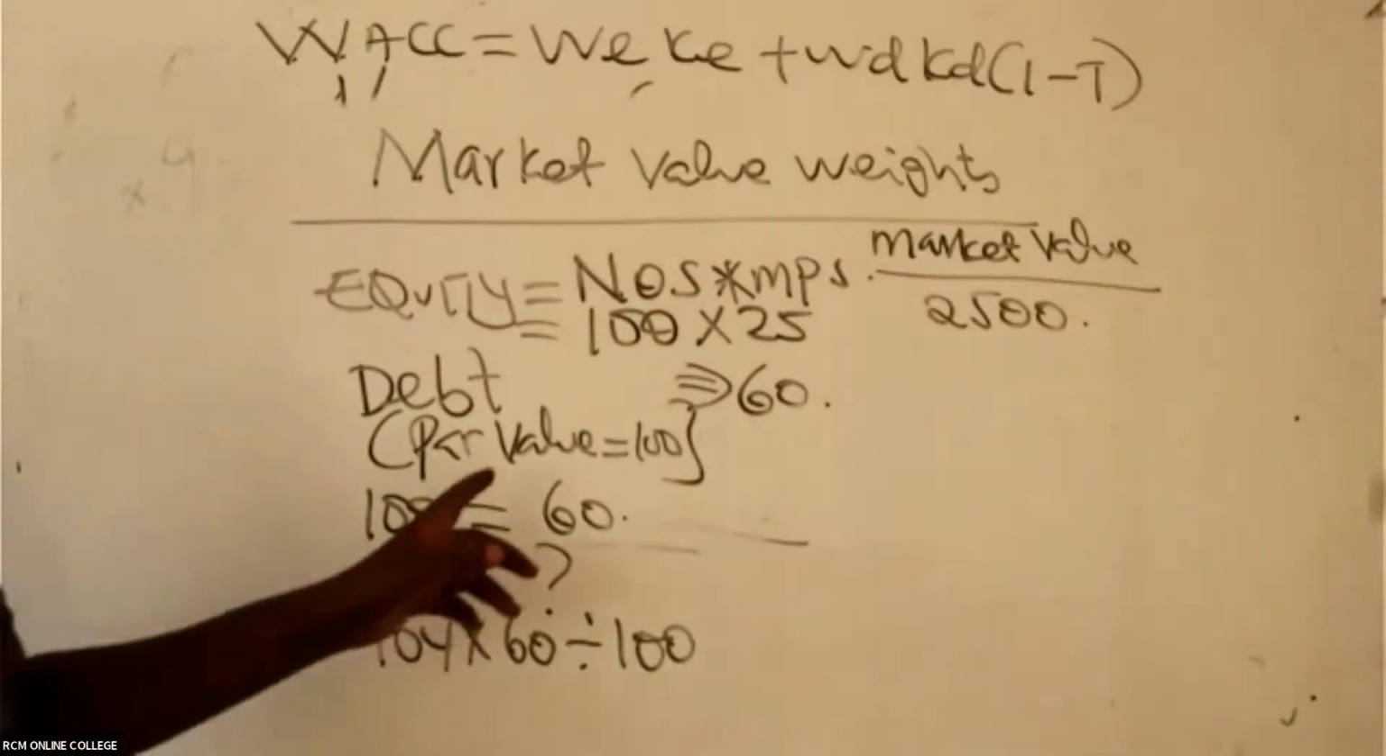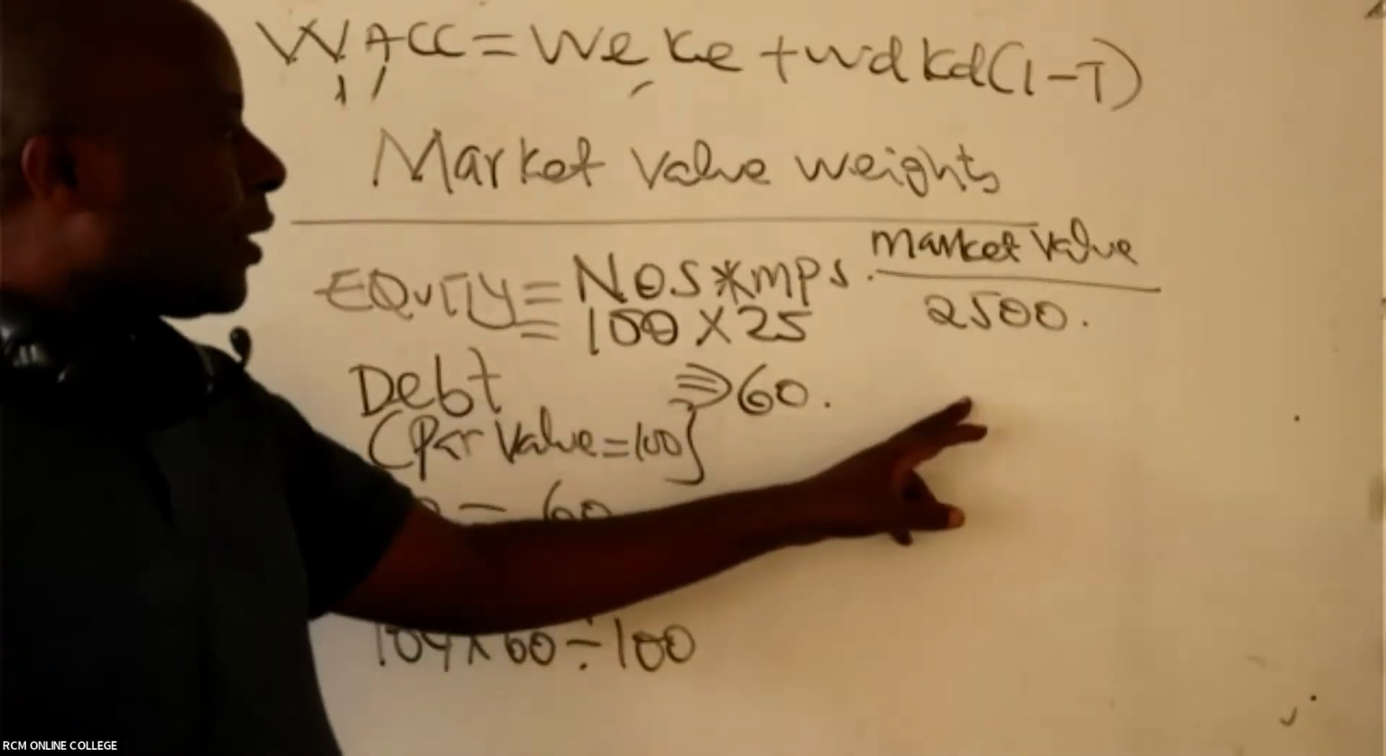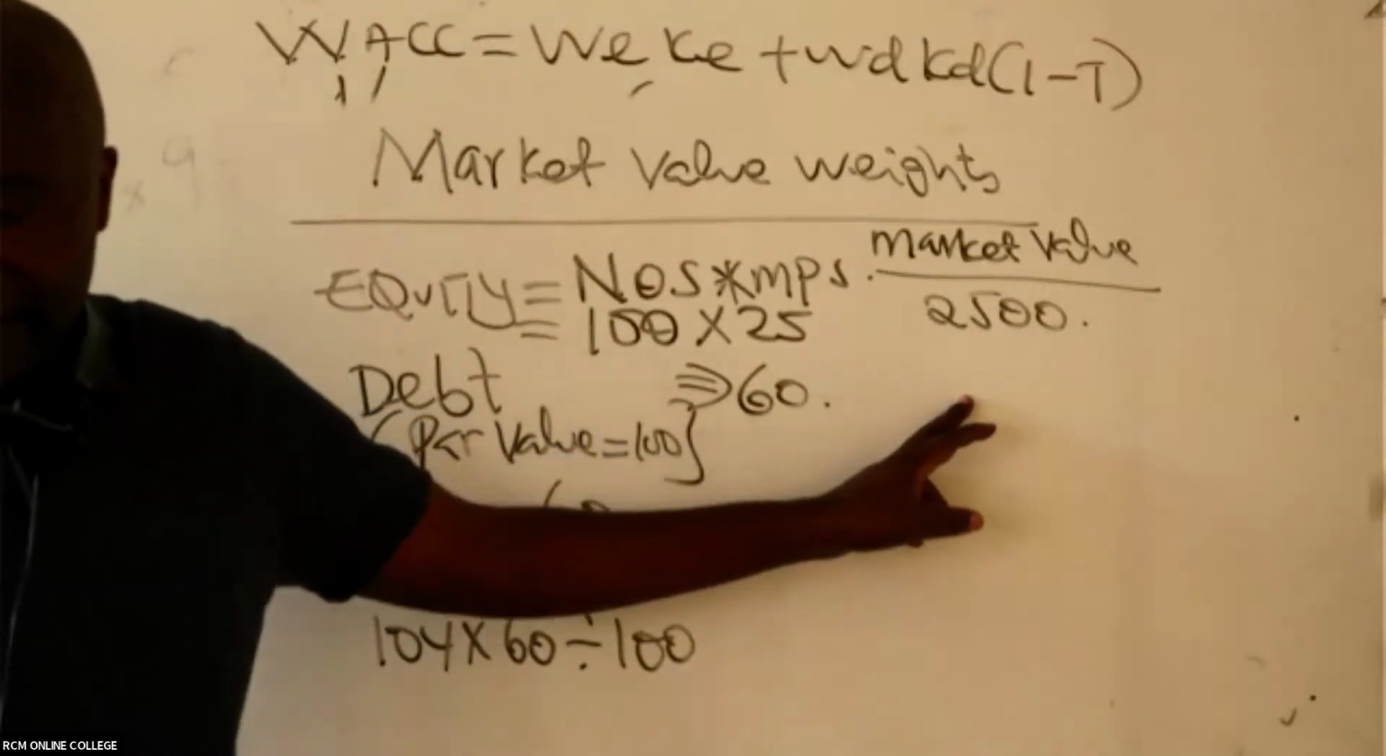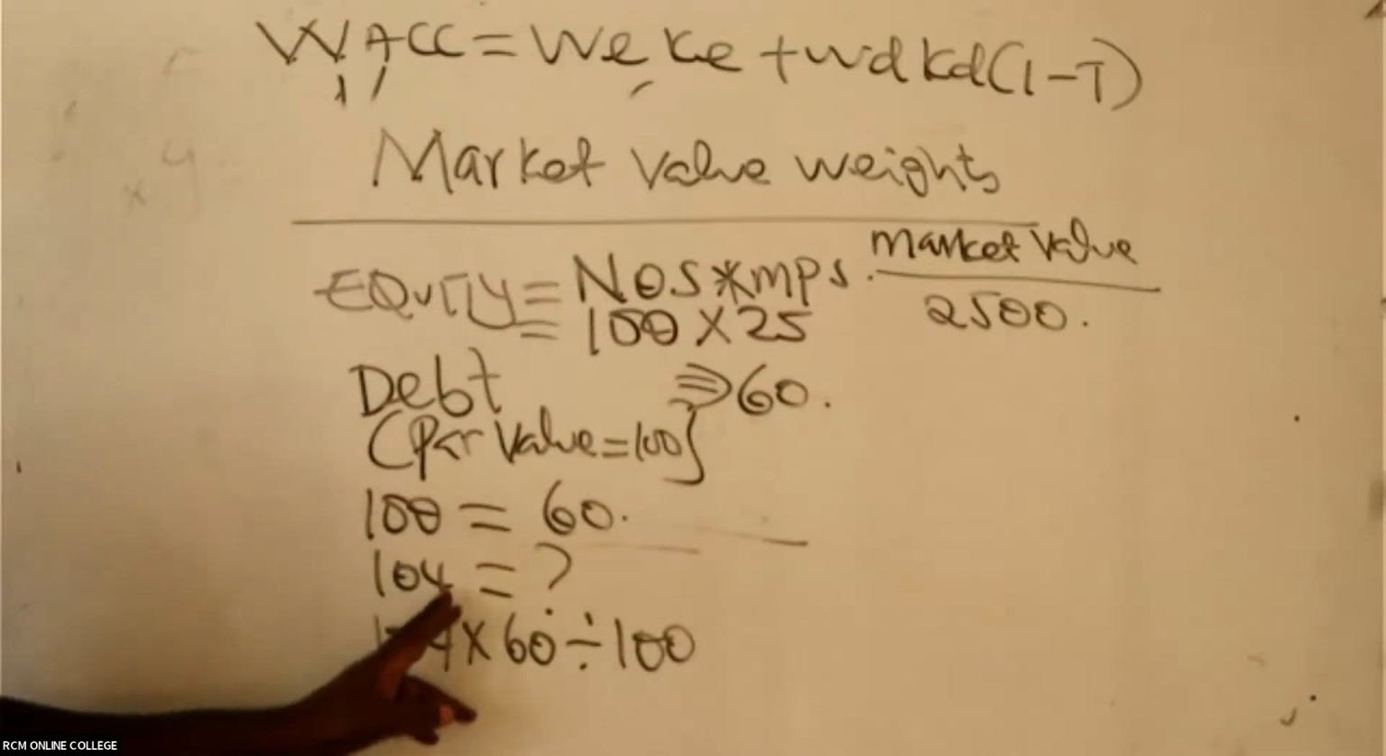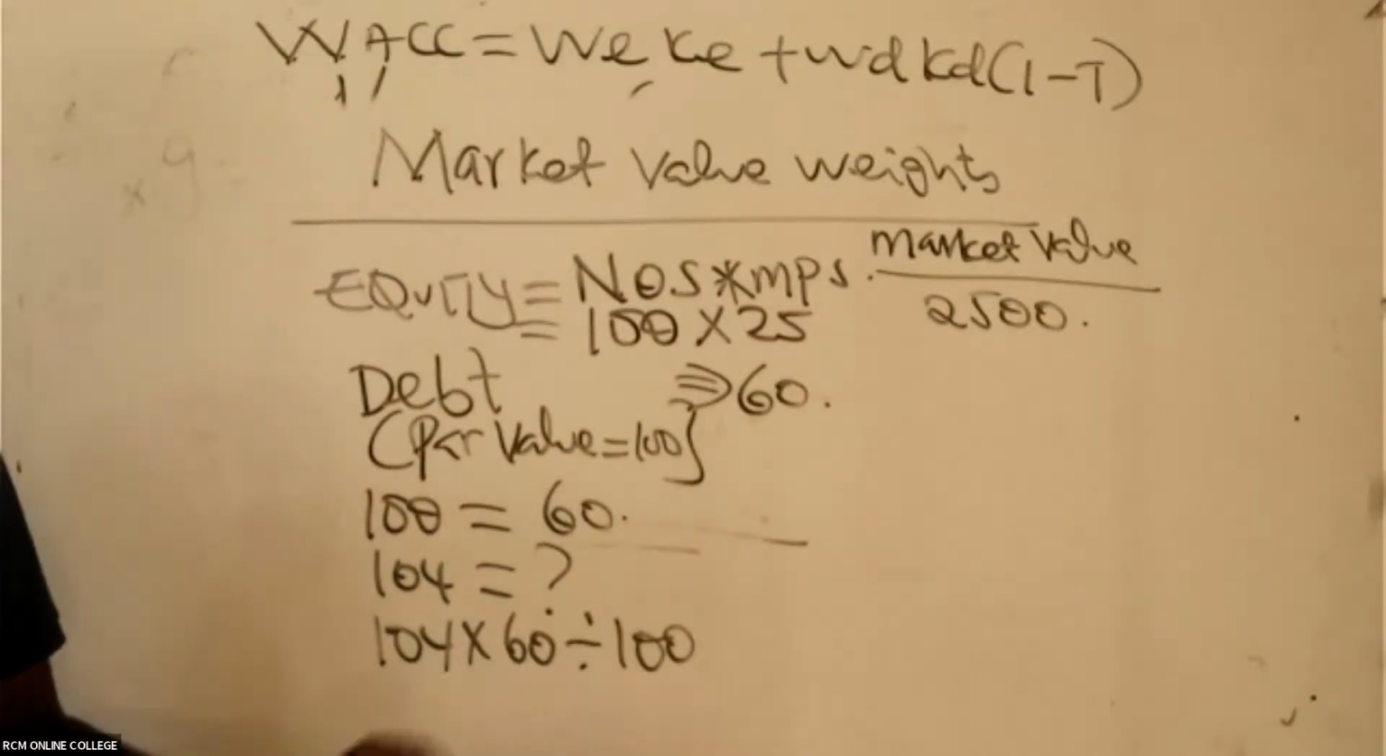So then what is the figure here, somebody? What is the market value of debt? Somebody here, 104, because 104 times 60 divided by 100. Are you able to give me the value?